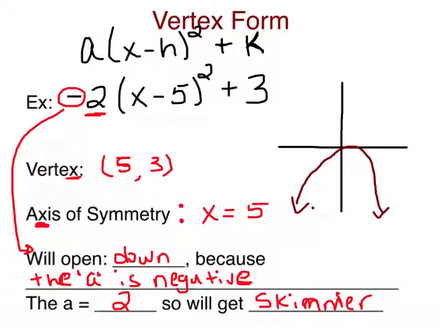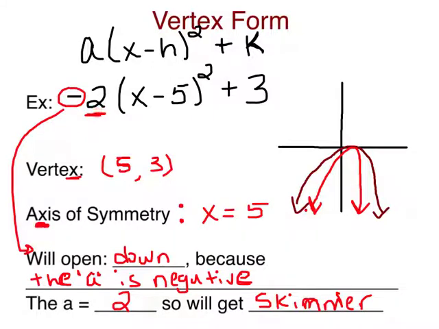And how am I going to remember that? I'll do that in a different color. It's going to be a tad skinnier. It's going to still have the same vertex. It's just going to be skinnier. And as this number right here gets bigger, the parabola will get skinnier. Now, what do you think happens here?